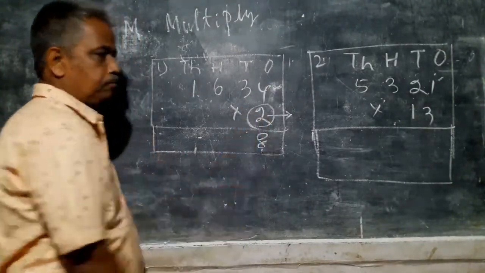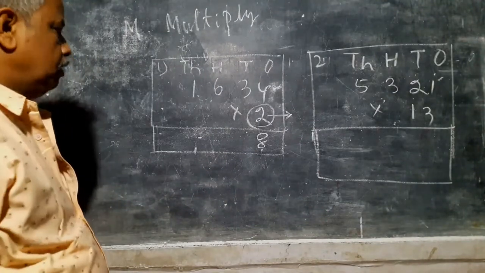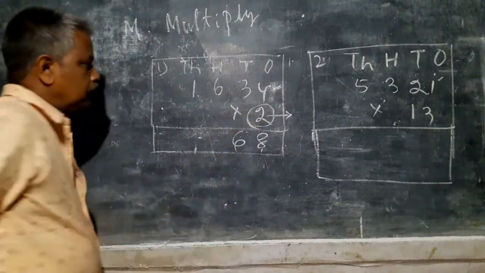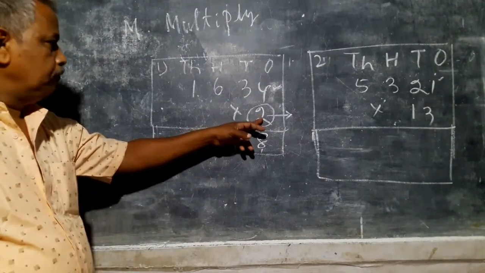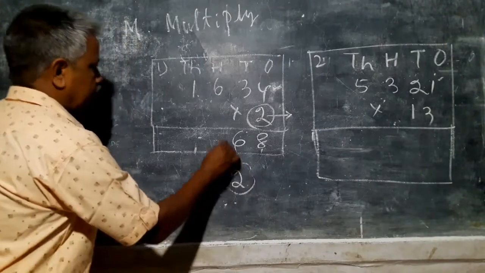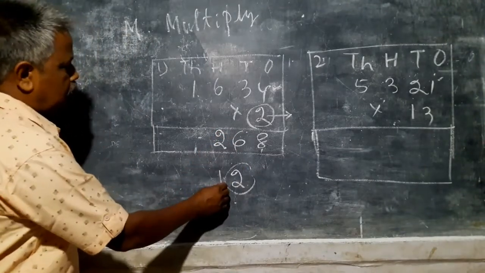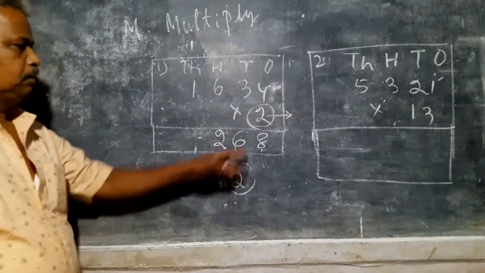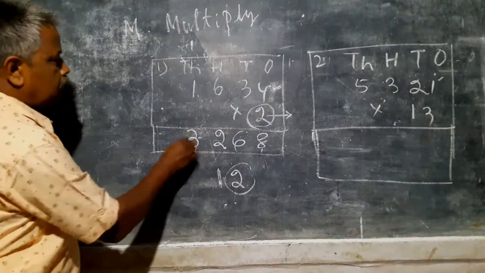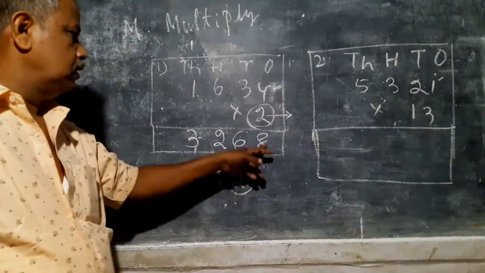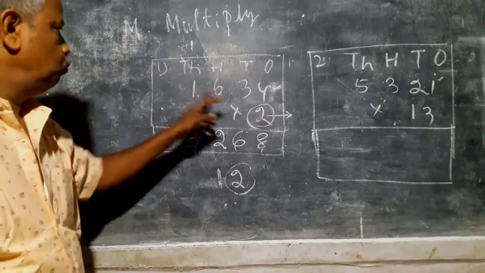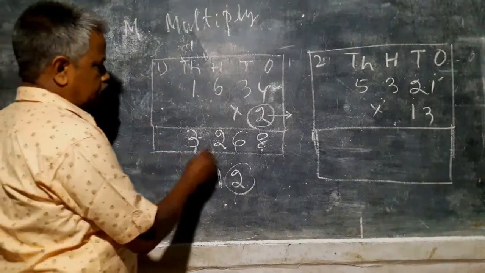You see, first we multiply 2 by the 1's place number, that is 4. 2 4s are 8. We will write 8 in the 1's place. Then multiply 2 by the tens number, that is 3. 2 3s are 6. We will write 6 in the tens place. Then multiply by the hundreds number, that is 6. 2 6s are 12. We will write 2 in the hundreds place and we will take this 1 to the thousands place. Then multiply 2 by the thousands place number 1. 2 1s are 2 plus 1, that is 3. You see, again I am telling, 2 4s are 8, 2 3s are 6, 2 6s are 12. We will write 2 and take the 1 to the thousands place. Then 2 1s are 2 plus 1, 3.